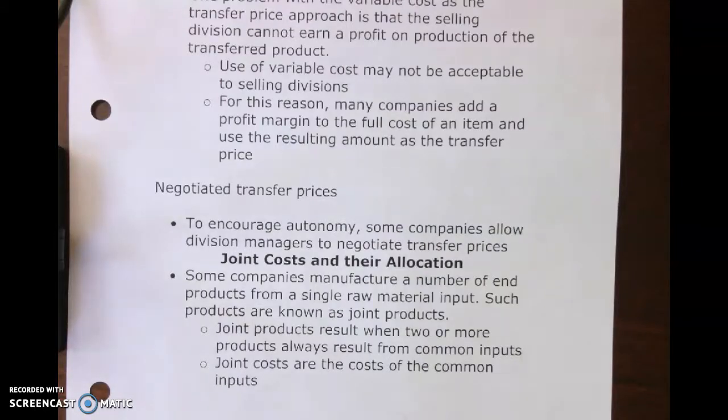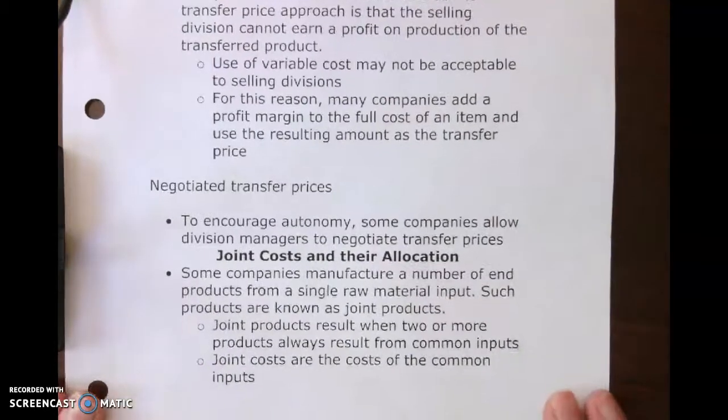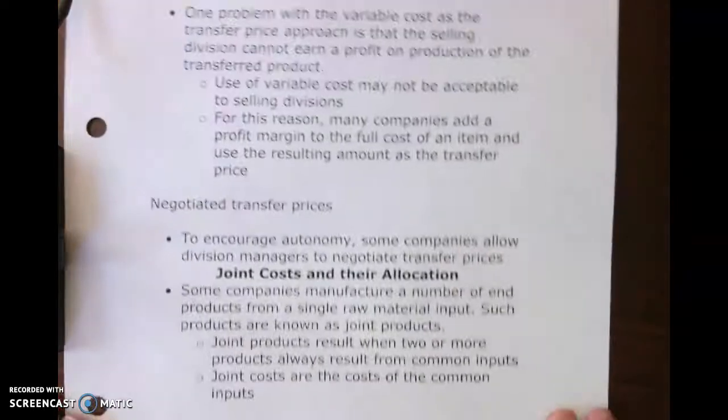Getting back to the balanced scorecard, what do I want you to understand? I want you to understand that there are 4 perspectives, and I want you to have a general understanding of the measures that would be going into each perspective, okay? So now let's talk about joint costs, right? I'm on page 273 of your course pack.